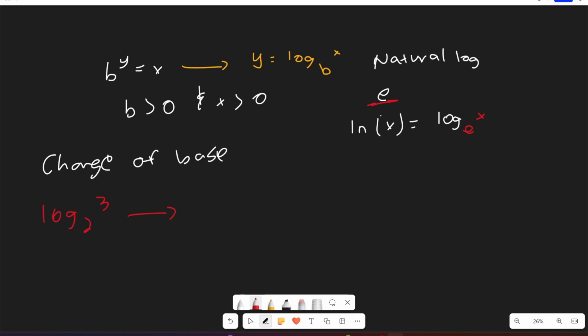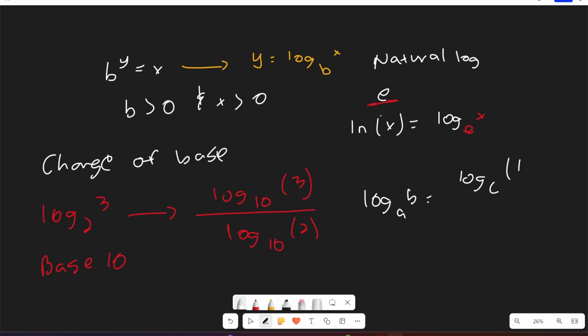to the base 10. So I want to do base 10. All I have to do is log of 10 to the third over log of 10 to the second. So essentially, the formula you want to follow for change of base is log base a of b is equal to log base c of b over log base c of a. That's our change of base formula.